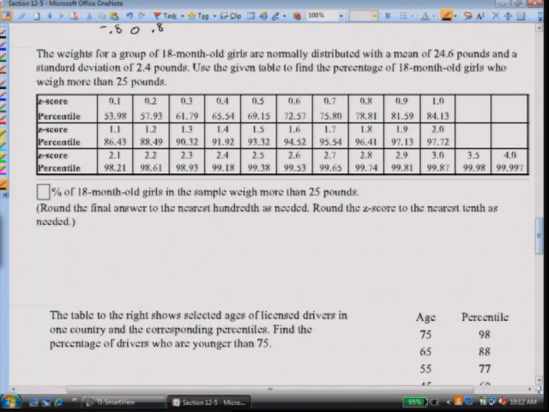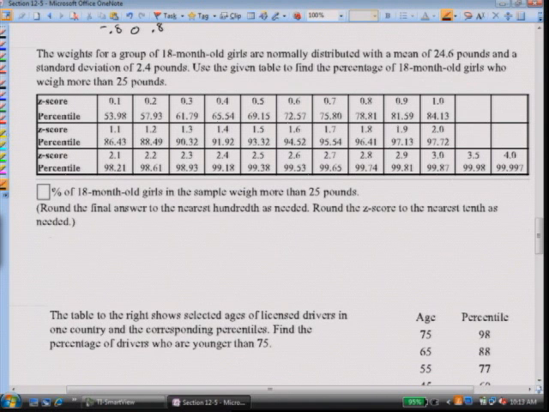All right, so let's look at this. The weights of a group of 18-month-old girls are normally distributed with a mean of 24.6 pounds and a standard deviation of 2.4 pounds. Use the given table to find the percentage of 18-month-old girls who weigh more than 25 pounds.